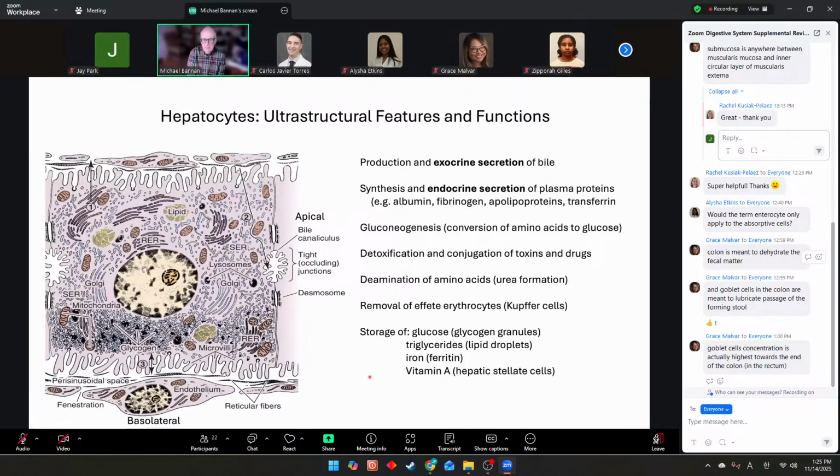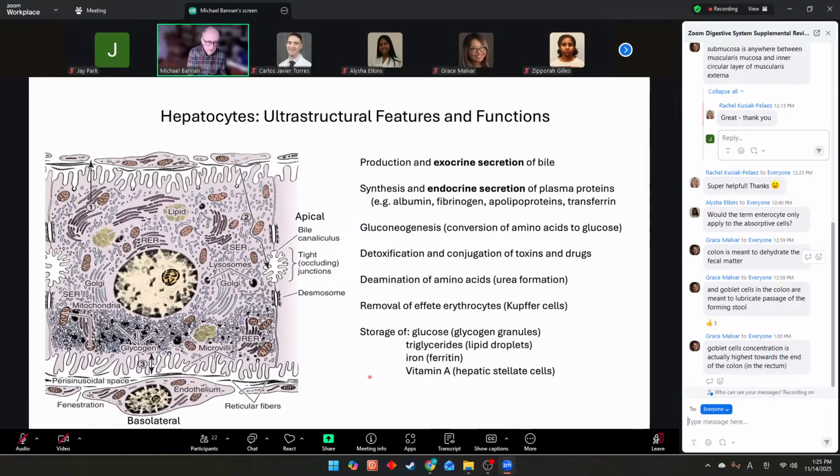And finally, the hepatocyte has a storage function. It stores glycogen in glycogen granules. It stores fat or triglycerides in lipid droplets. It stores iron as the storage form transferrin, and it stores vitamin A in another cell type, the hepatic stellate cell. Another function of the liver, but not the hepatocyte, is the removal of effete, or old and tired erythrocytes, via the action of the liver's native macrophage, the Kupffer cell.